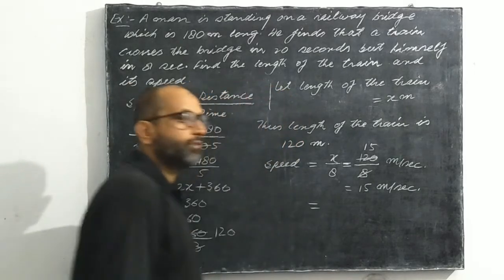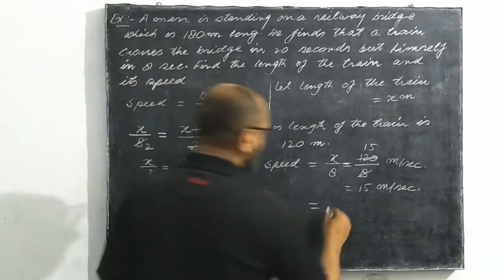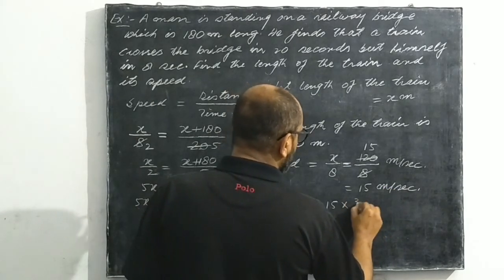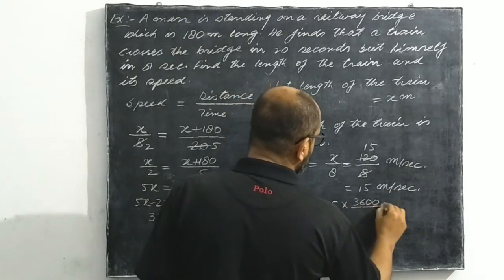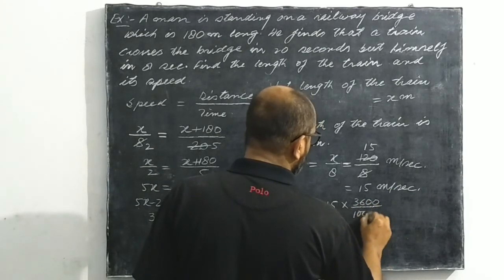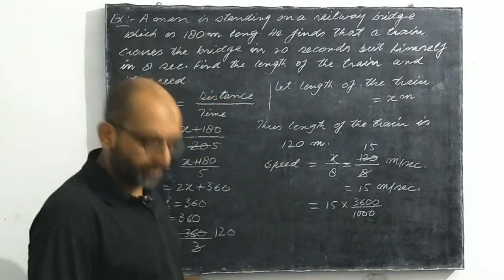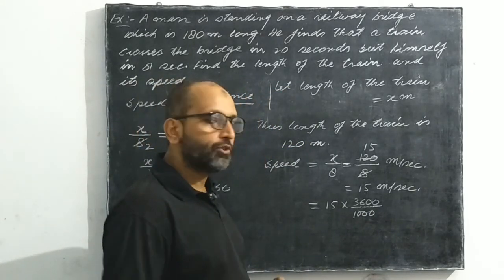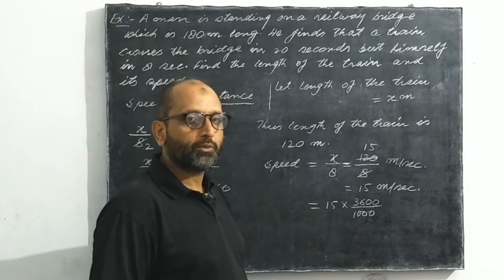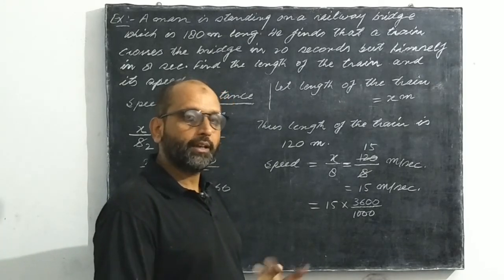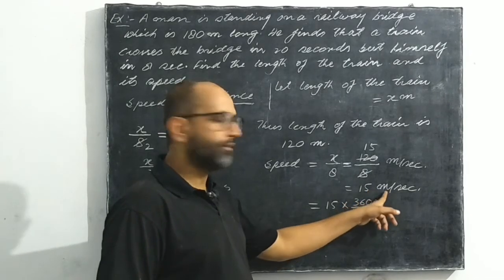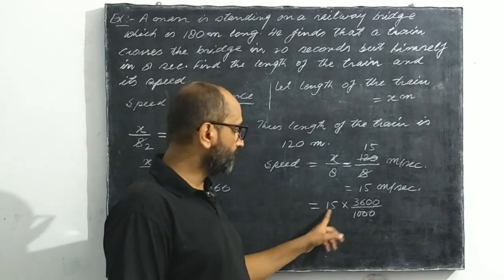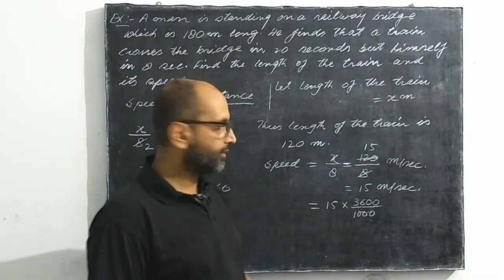Or if we need to find the speed of the train in kilometer per hour, we simply have to multiply it by 3600 upon 1000. Always remember, to change kilometer per hour to meter per second, we need to multiply the figure by 1000 upon 3600, and reverse. If we need to convert meter per second into kilometer per hour, we have to multiply the figure by 3600 by 1000.